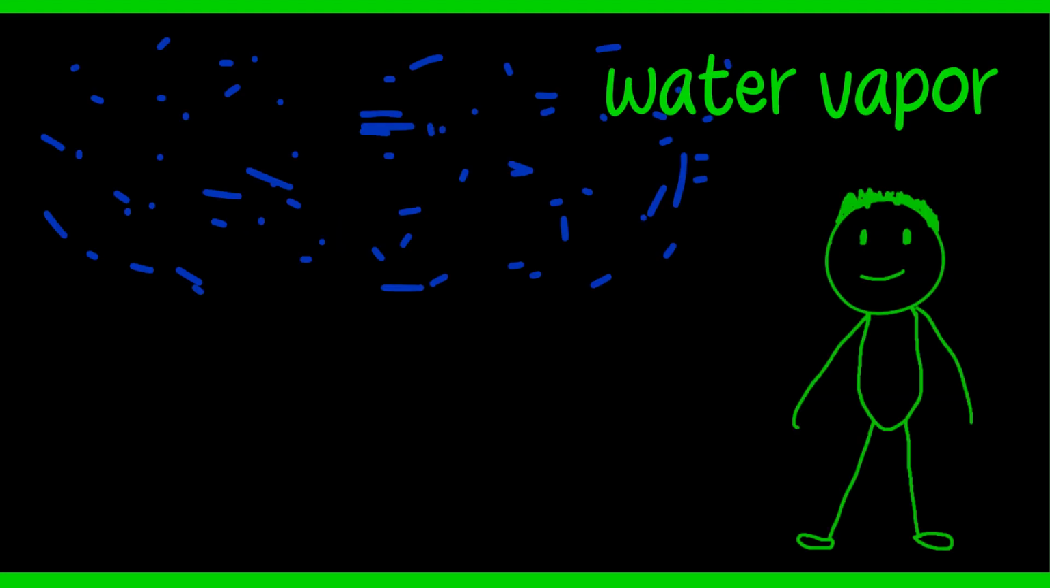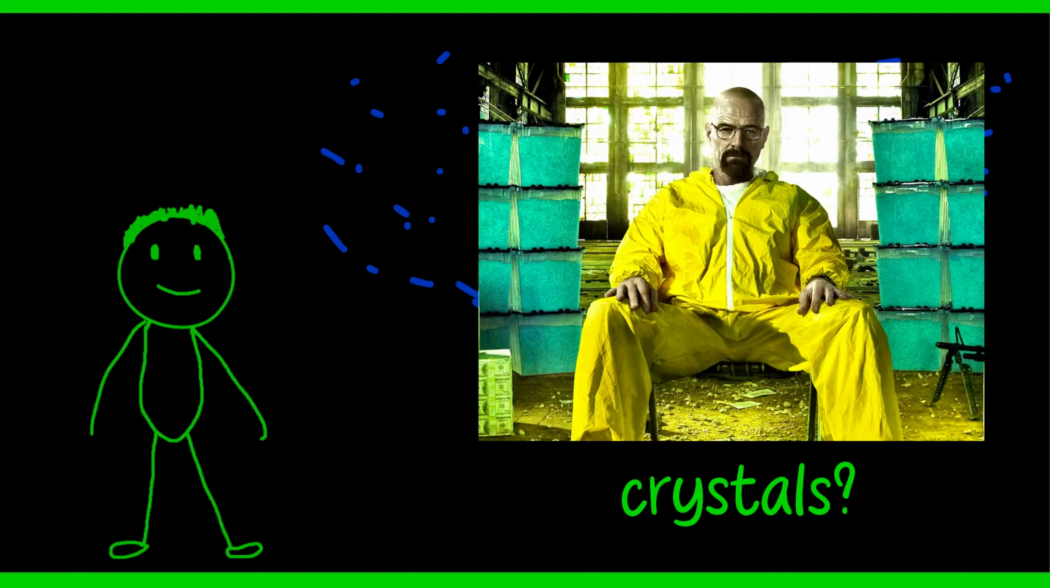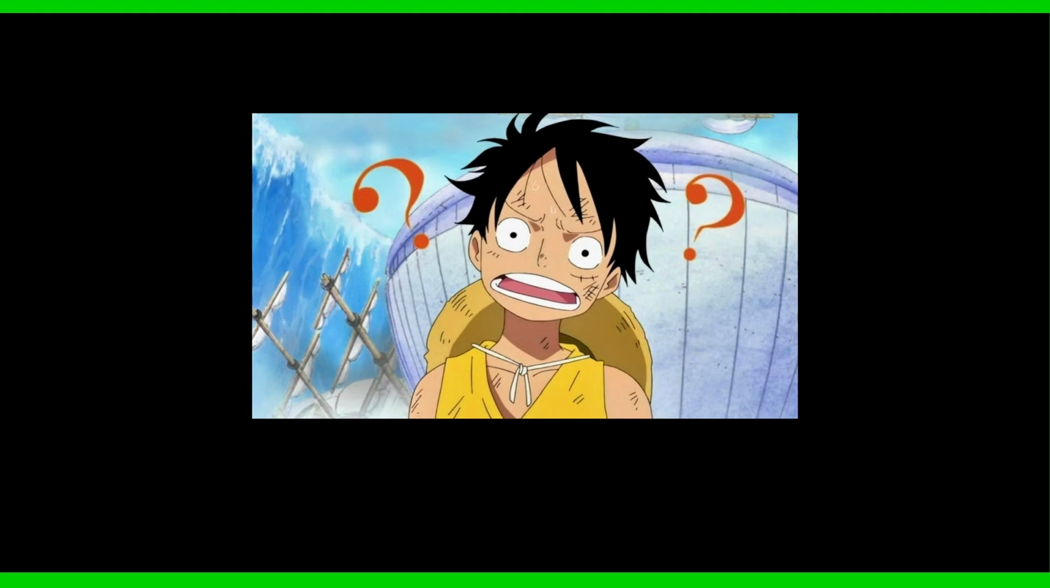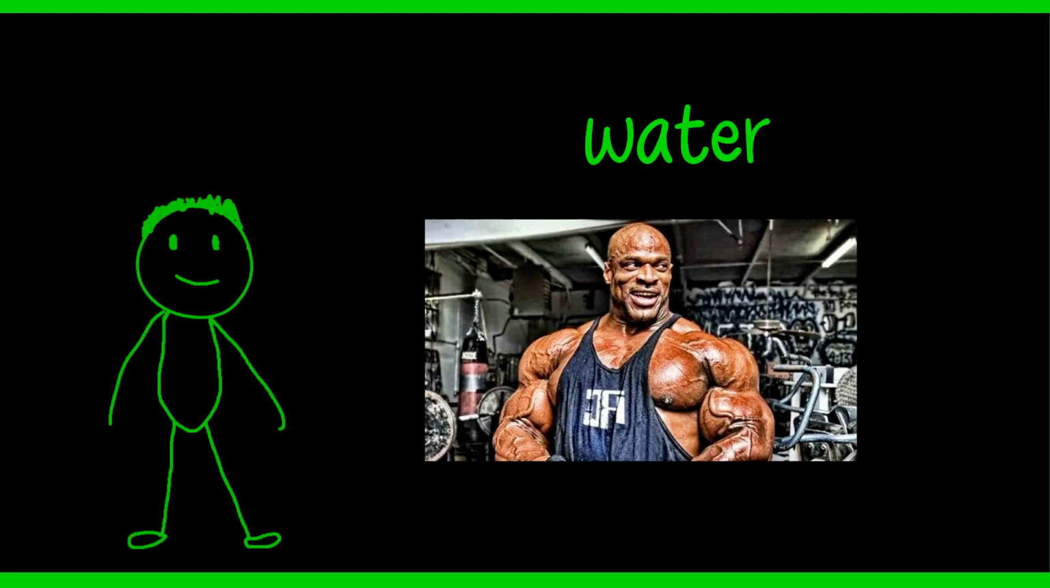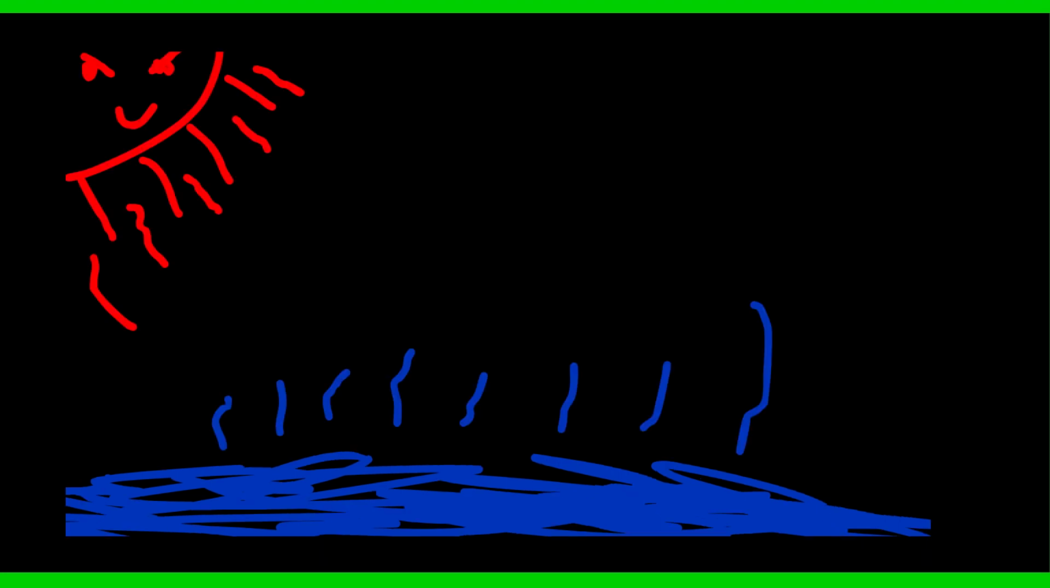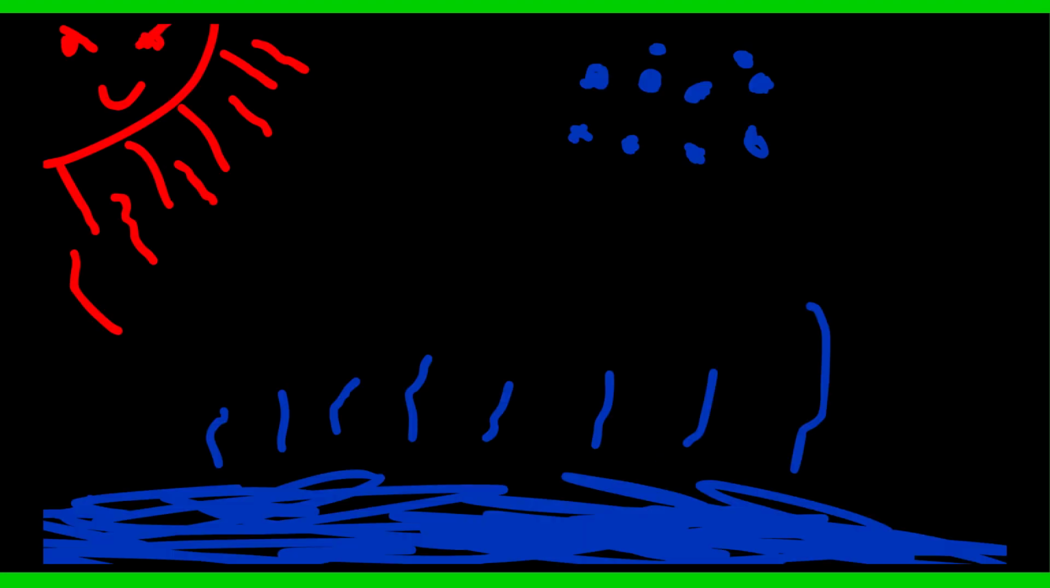Cloud formation. Clouds are formed when water vapor in the air cools and condenses, forming tiny water droplets or ice crystals. But how does this happen? Let's start from the beginning, the water cycle. Water from oceans, rivers, and lakes evaporates due to the sun's heat, turning into water vapor. This vapor rises into the atmosphere, where the temperature is lower. As the vapor rises and encounters cooler air, it begins to cool and condense into water droplets.